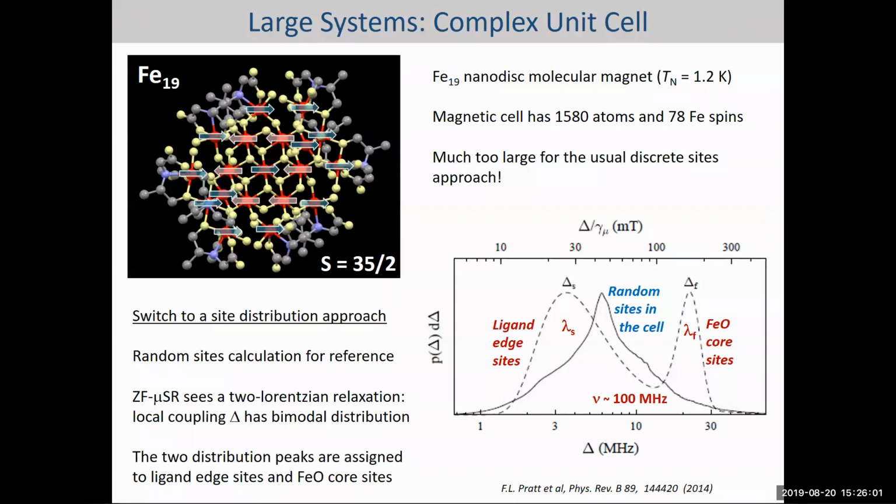Well, actually, what's seen in the relaxation is a two Lorentzian relaxation, which indicates a fast fluctuation regime with a coupling that's actually got a bimodal distribution. And that's represented by the dashed line here. And in fact, if you think about the structure, this can be easily understood in terms of muons that are stopping near the core sites, and then muons that are stopping around the periphery, the sort of ligand sites. And they're giving you this clear bimodal distribution. So by switching to a site distribution approach, one is still able to say certain things about what's going on in the system. So it's a different approach from the specific site approach.